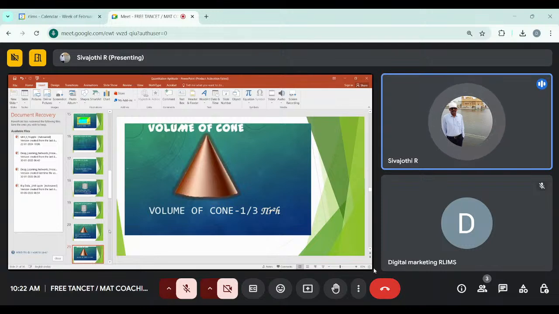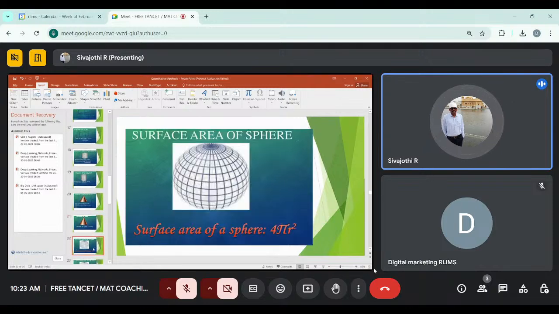So multiply these values. What values do you get? See, 22 into 7 into 14 is equal to 2156 divided by 3, that is 718.66. So this is called the volume of a cone. I'm trying to give you model values, to show how we can calculate the problems. So this is the simplest way to find it.